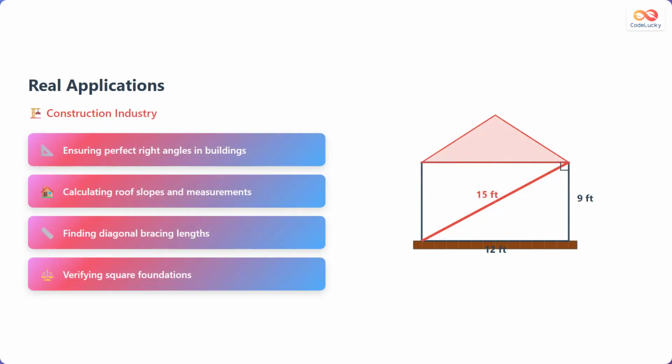The Pythagorean theorem has many real-world applications, especially in the construction industry. It helps ensure perfect right angles in buildings. It is used for calculating roof slopes and measurements. It is also used for finding diagonal bracing lengths and verifying square foundations. The theorem is a vital tool for accuracy and stability in construction projects.